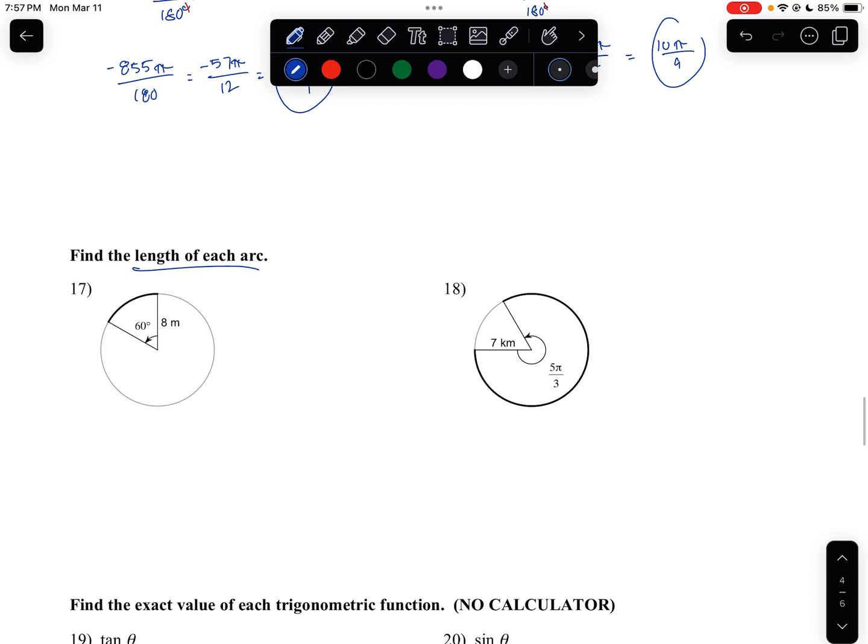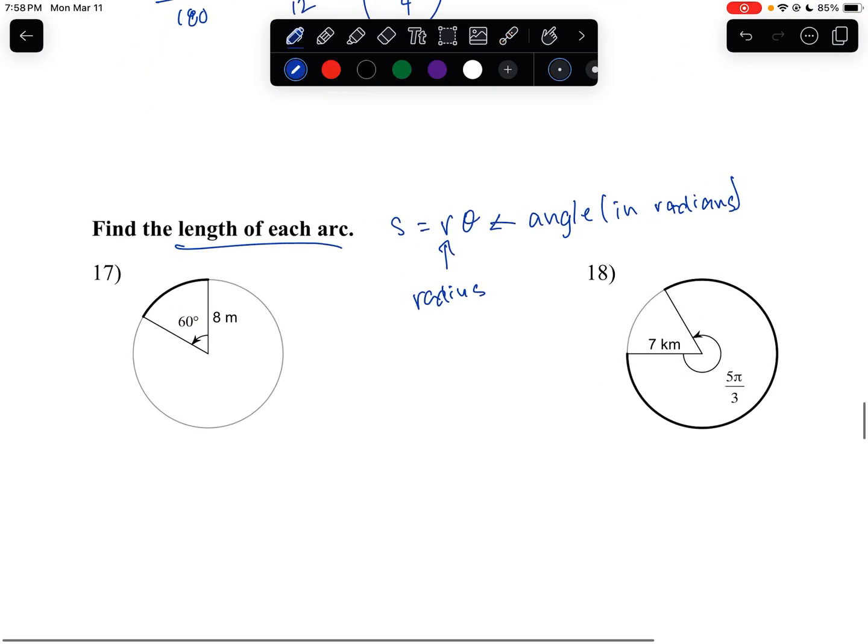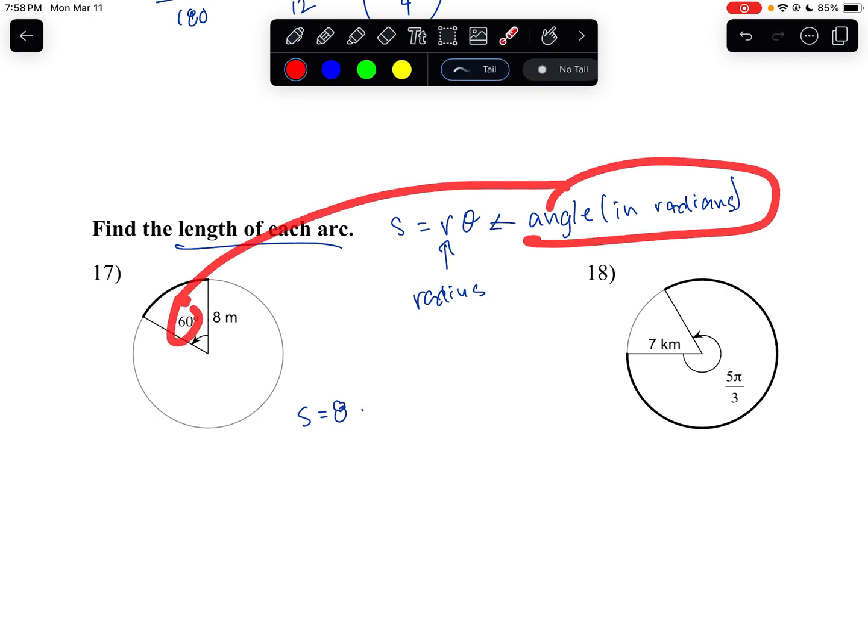For arc length, S, I don't know why they use S, but they'll say S is equal to R times theta. R is the radius, and theta is the angle in radians, though. It's got to be in radians. Look at here. We have the radius, and we have the theta, but this one's in degrees. So I know S here is going to be equal to 8 times, I can't use 60 because this is in degrees. It needs to be in radians.